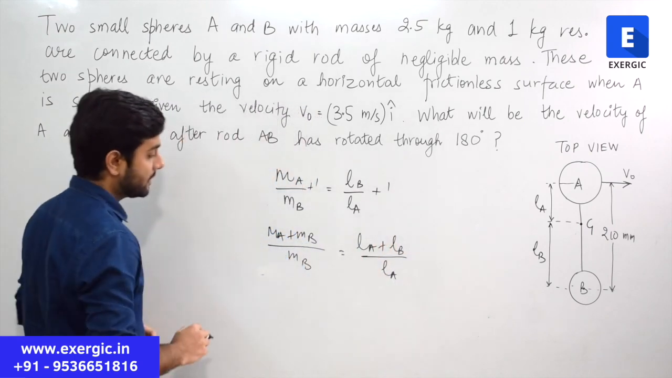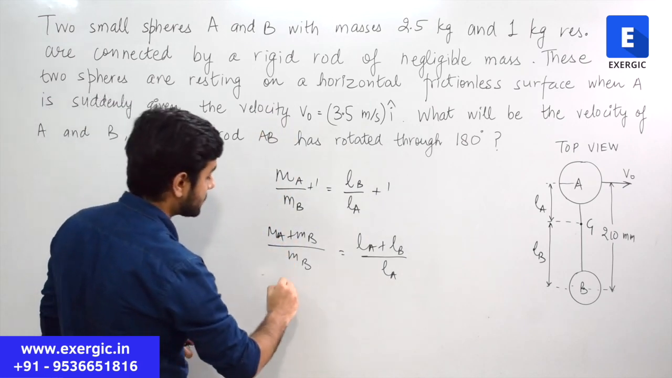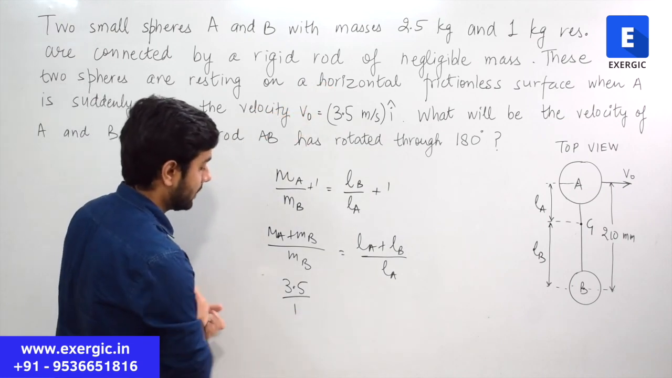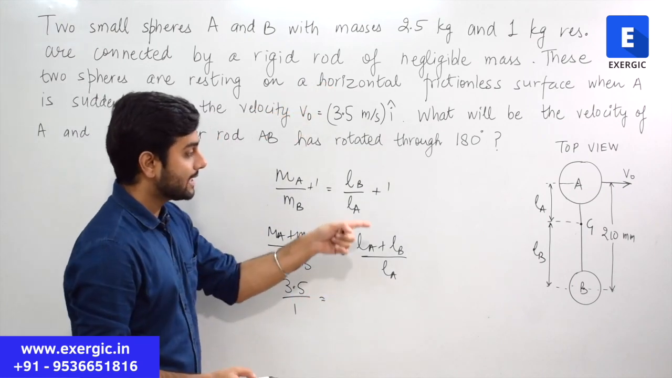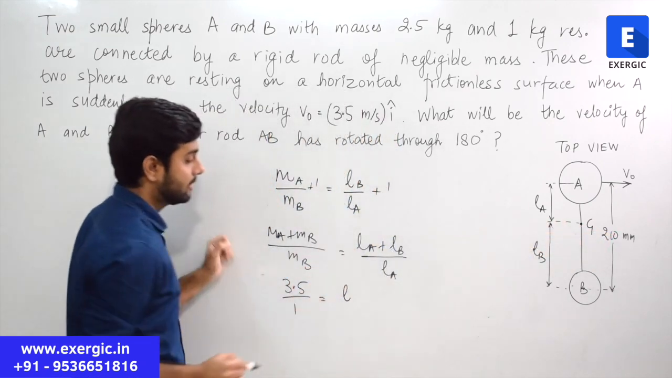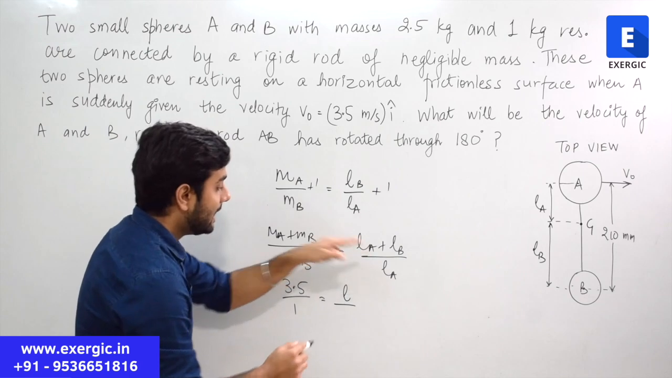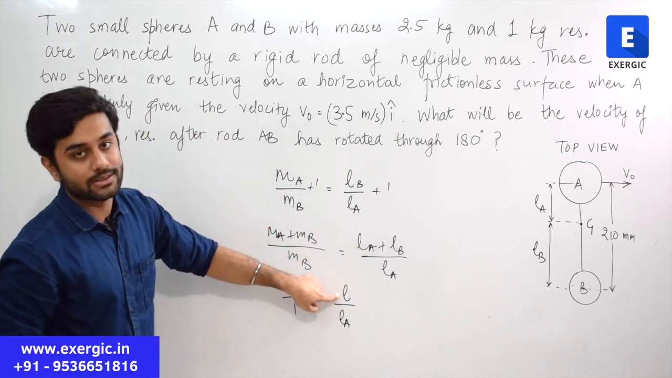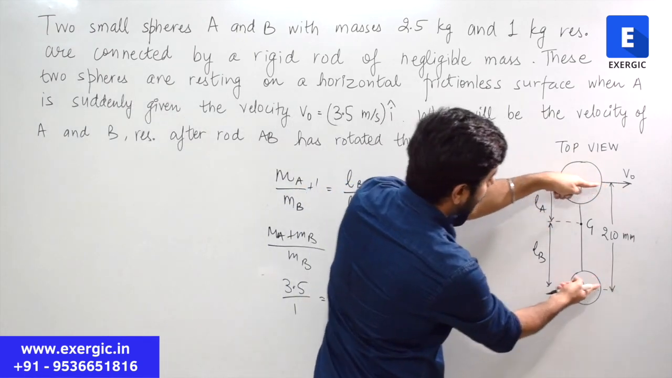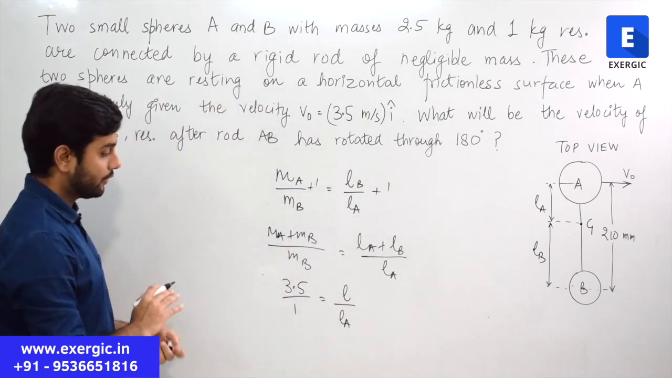by LA. MA is 2.5 kg, MB is 1. So 2.5 plus 1 is 3.5 divided by MB is 1 kg, right? It is equal to LA plus LB is known to us, 210 mm, but let's keep it as L. So L represents LA plus LB here, okay, divided by LA, which is unknown. L is known to us, right? The total length is known to us. LA plus LB is equal to 210. This distance between them is known to us, right? Just keep it L for simplicity.